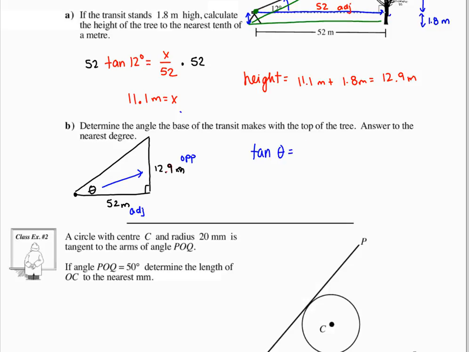10 is equal to opposite divided by adjacent, except we need to use inverse. And you get what, Josh? To the nearest degree, 14.